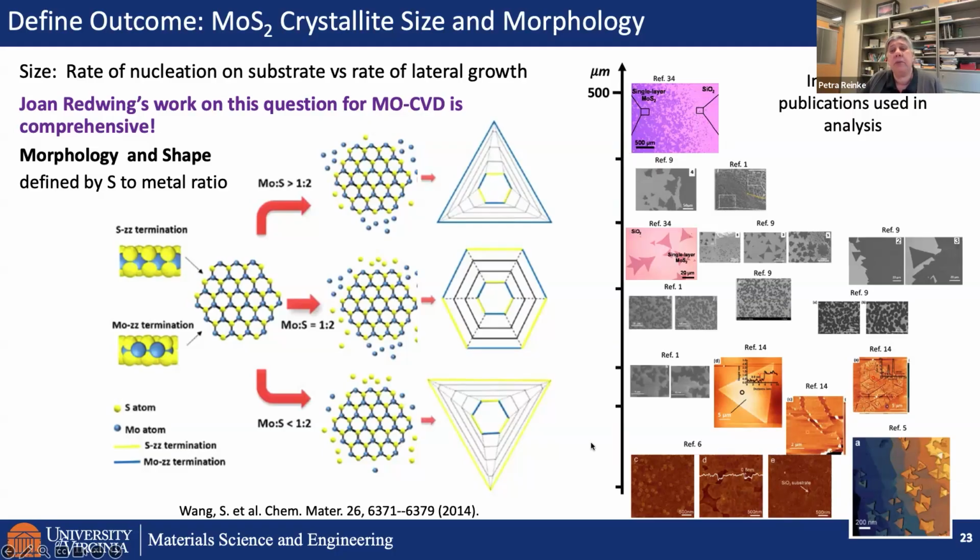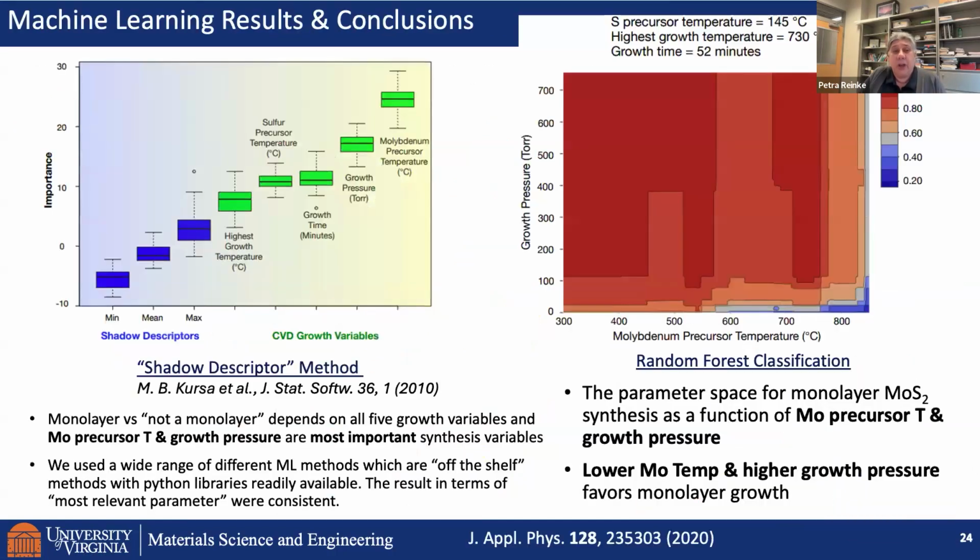Shape is another one, which is rarely mentioned, but I'd like to point to John Redwing's work on MOCVD data, where that is really done in a lot of wonderful detail for a different growth method. So, how much did we learn? Did we learn anything new? I'm not sure.